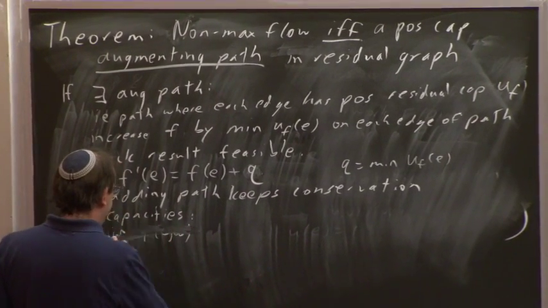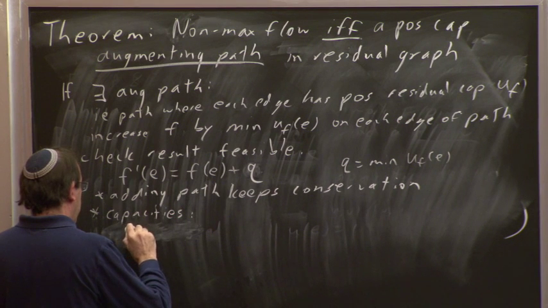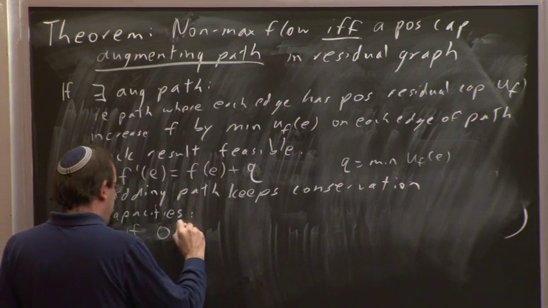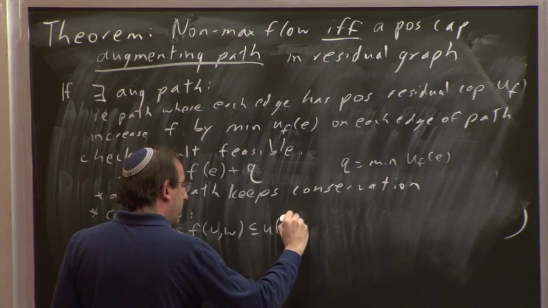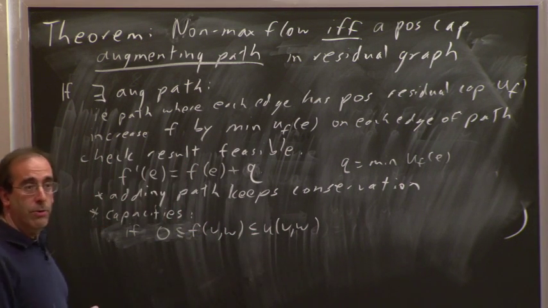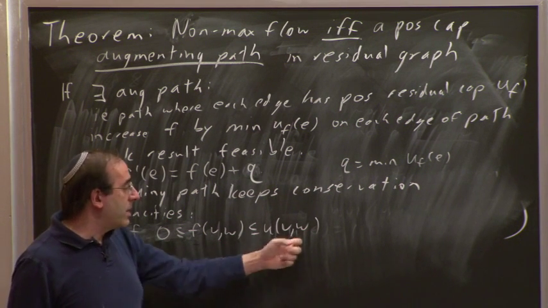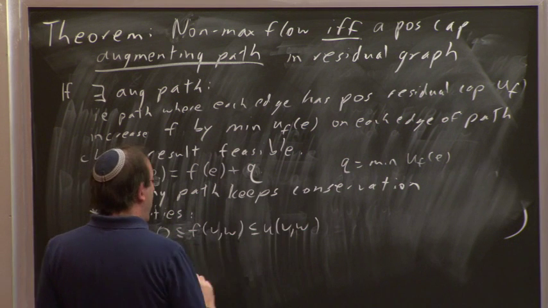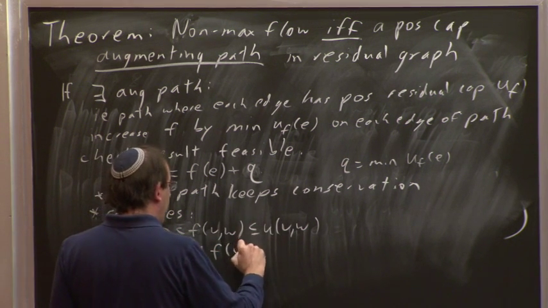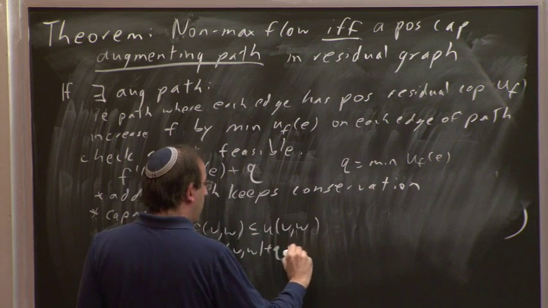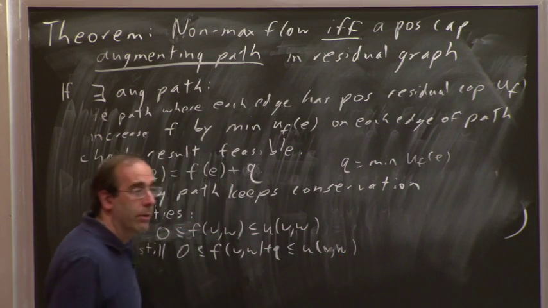is positive. Sorry, let's do it a different way. So if the flow from V to W is positive and less than U of VW, then what are we doing, right? That's saying we put some positive flow from V to W. It's less than the capacity. But by our definition, when we add Q to that edge, we still get something that's less than the capacity. Right?